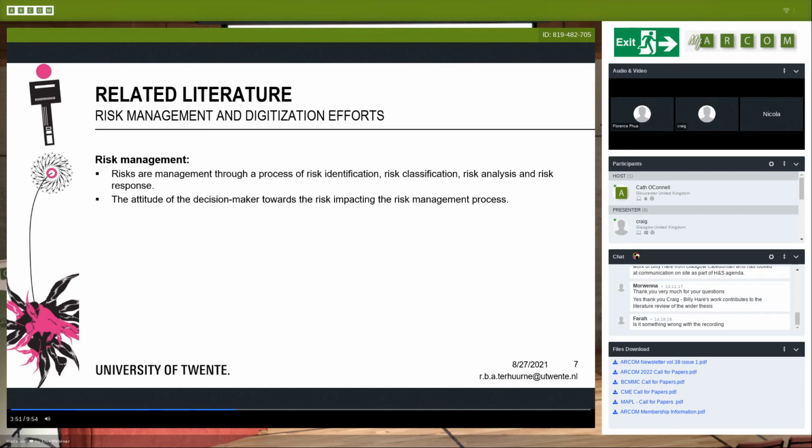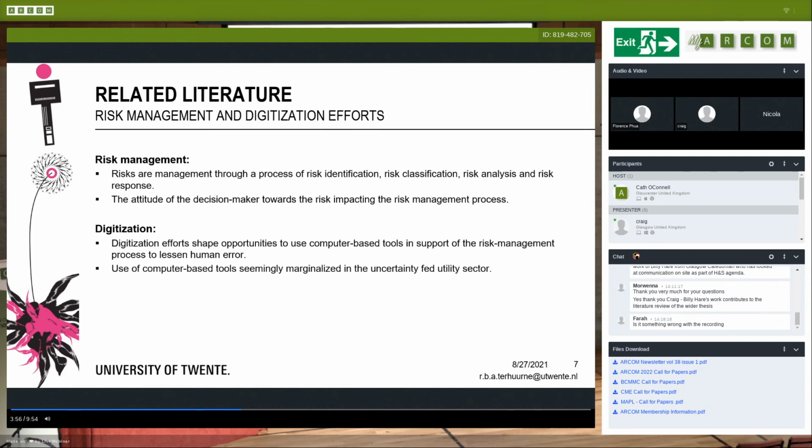In addition to human decision making, current digitization efforts in the construction industry shape, however, new opportunities to use computer-based tools instead, and they can help and support the risk management process and lessen human error. Computer-based tools are considered to be superior to conventional human decision making because they are capable of dealing with dynamic and uncertain environments better than human beings. Rather surprisingly, the use of these tools is seemingly marginalized in the uncertainty-fed utility locating practice.